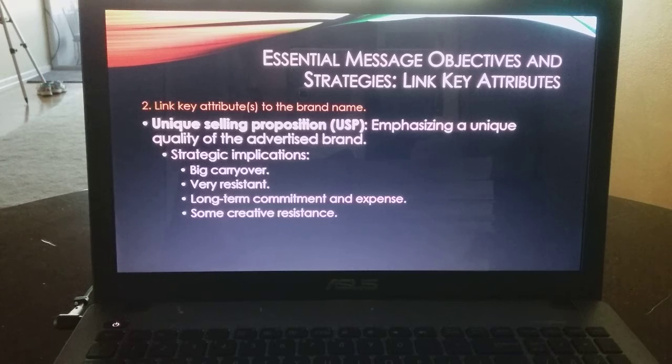Okay, so the second thing is you want to have key attributes to the brand name. So what is your unique selling position? What is it that you're trying to, quote unquote, hammer into people? Again, it has a lot of positive implications. People remember it. There's carryover from one to the next.